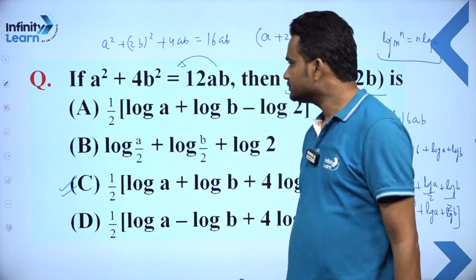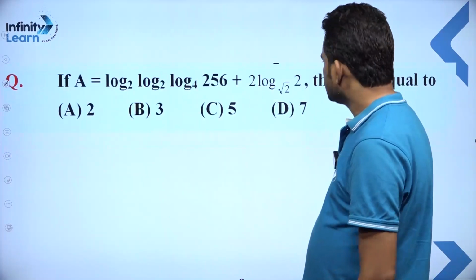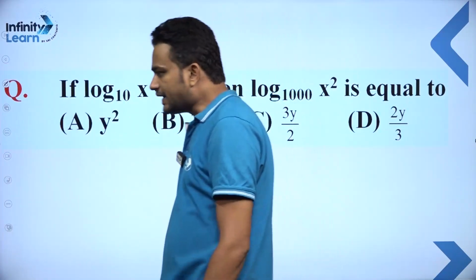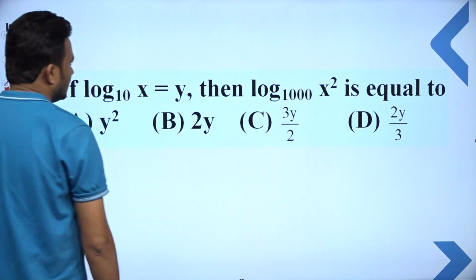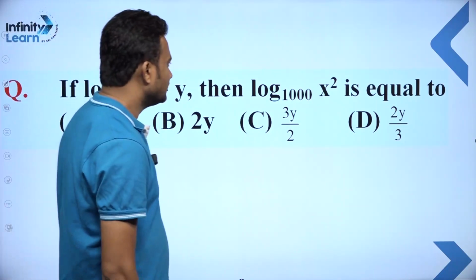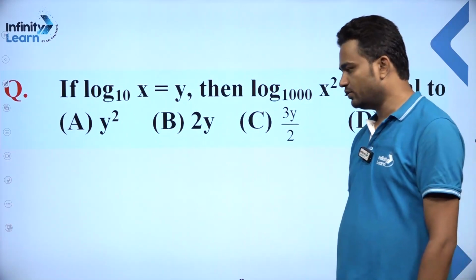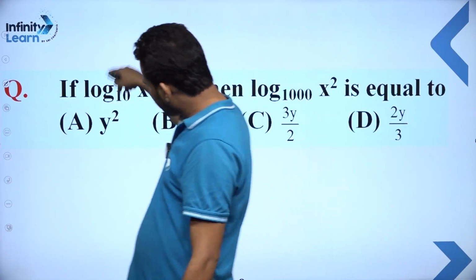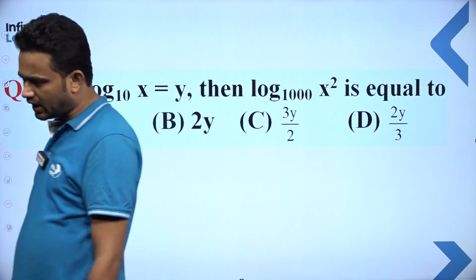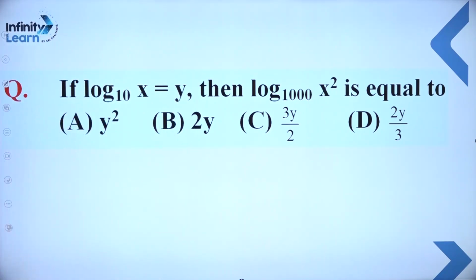Right, everyone? Now solve this question. If log x base 10 is y, then you have to calculate the value of log x square base 1000. So how will we do this? Either you can convert them in the form of exponent, or you can use the properties of log directly. Do it fast. So how will we do this question, guys?